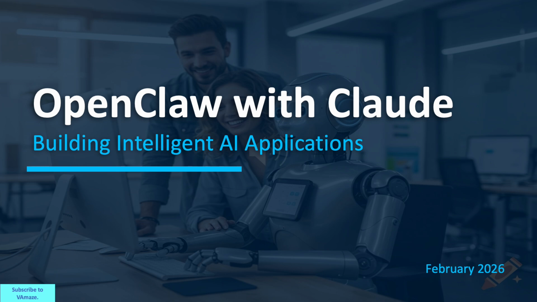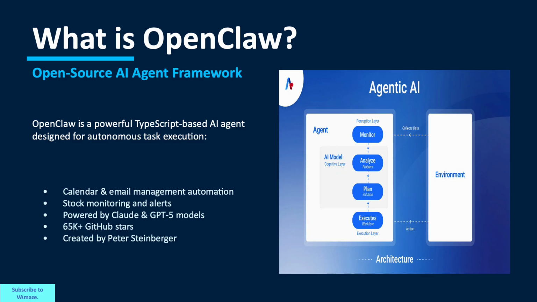So let's get started. Let's begin with the fundamentals. What exactly is OpenClaw? OpenClaw is an open source AI framework built in TypeScript. Now, I know what you might be thinking. Another AI framework? But here's what makes OpenClaw special. First, it's designed from the ground up for autonomous operation. This isn't just a chatbot library, it's a complete system for building AI agents that can work independently, make decisions, and execute tasks without constant human supervision.